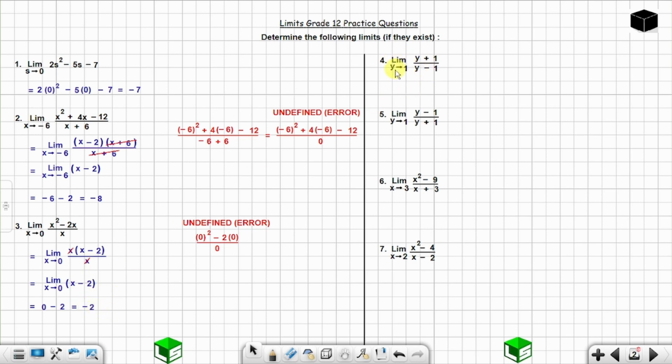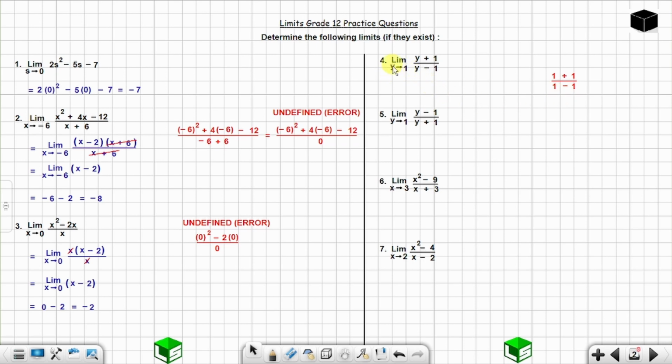The limit as y approaches 1 of this. Always try to plug what you have there for what you have there. You are going to plug 1 for y. You are going to substitute 1 for y. So try to plug 1 wherever you have y. So you are going to have this. Okay, wherever you have y, plug 1.